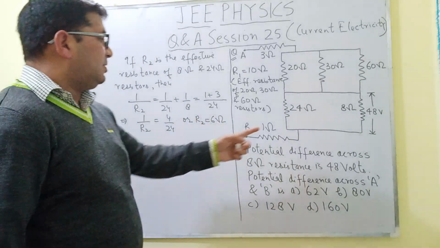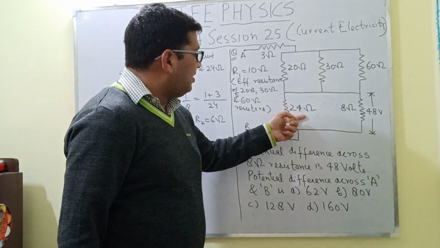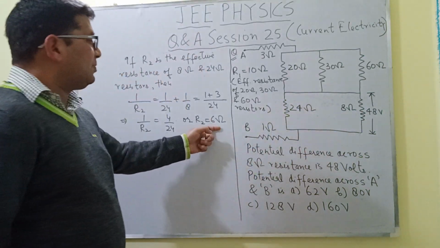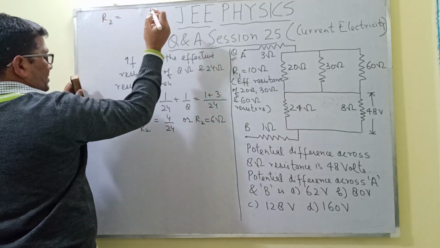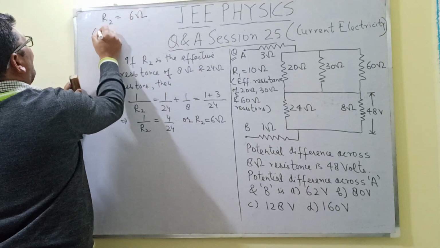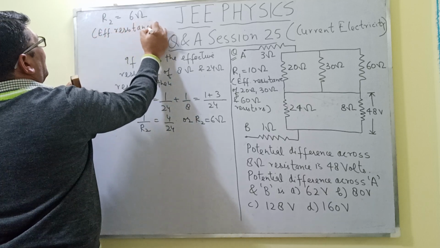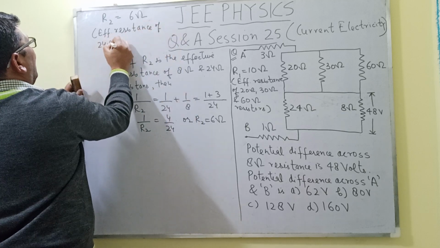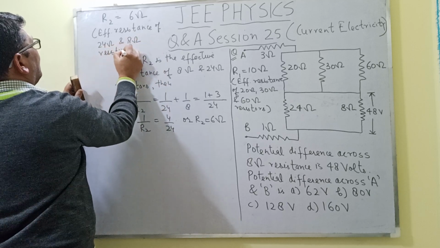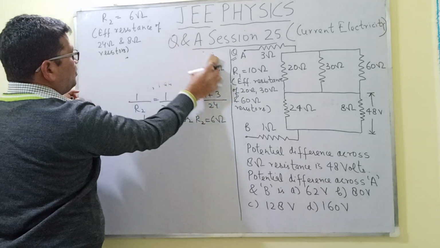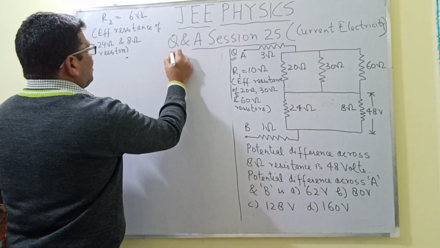ohms. That is the equivalent or the effective resistance of this 24 ohm resistor and 8 ohm resistor is equal to 6 ohm. So I will be now writing the value of R2 here as 6 ohms, and this is the effective resistance of 24 ohm and 8 ohm resistors.